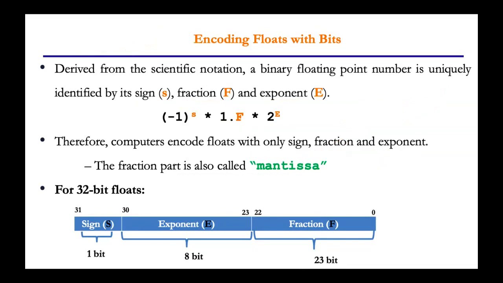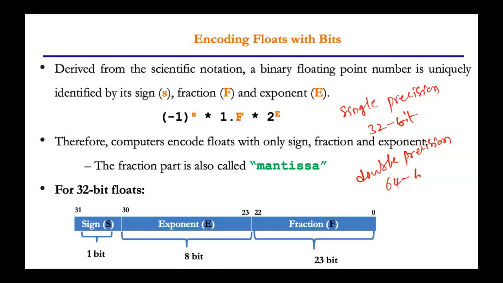Okay. So now, as we said, there are two precisions. One is single precision, and another one is double precision. Single precision uses a 32-bit length for the floating point. Double uses 64 bits. So let us see them one by one.